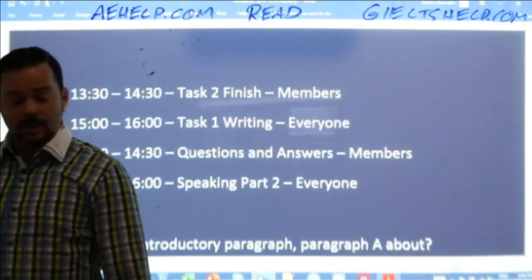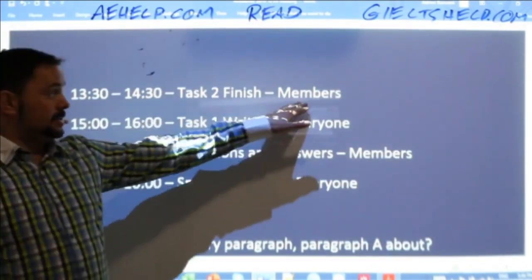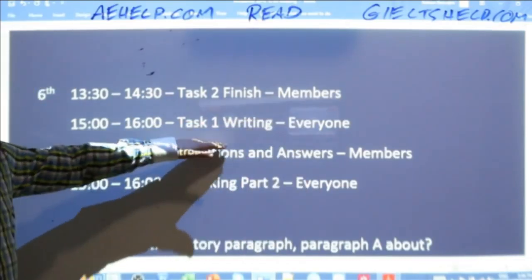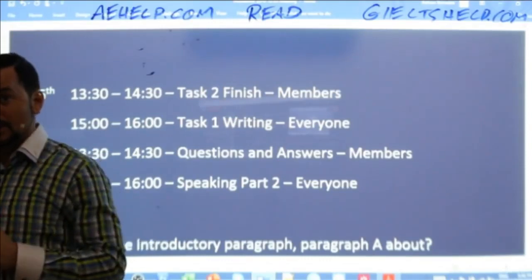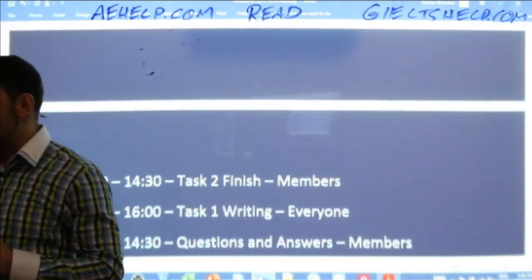Tomorrow, we will finish the task 2 that we started earlier with the members, and then after the members class, we'll have a task 1 writing class that's for everyone. I'll figure out what kind of graph or chart we'll do for that.